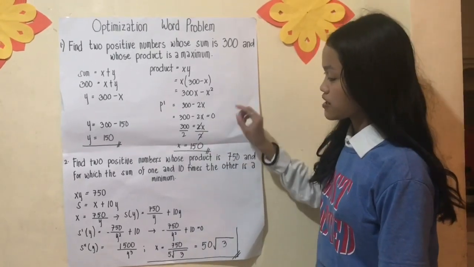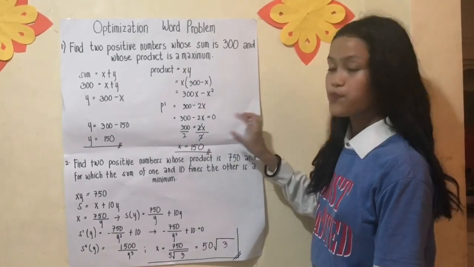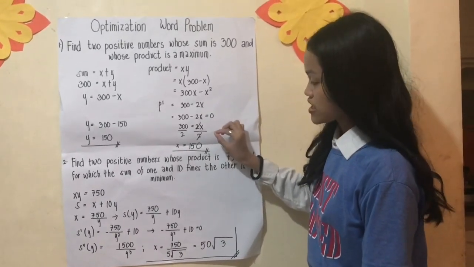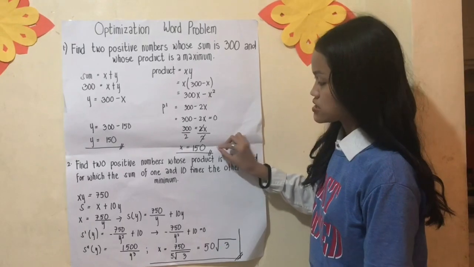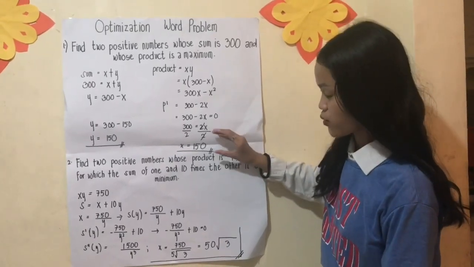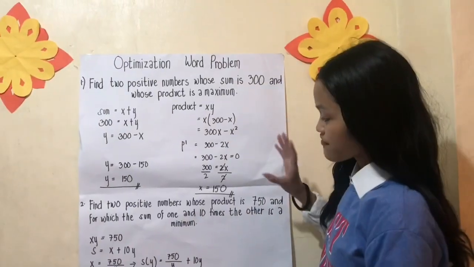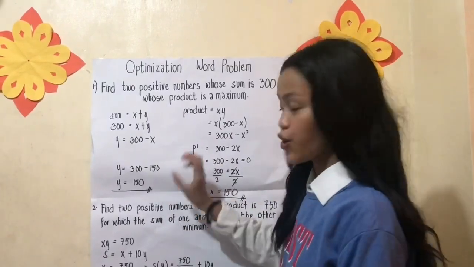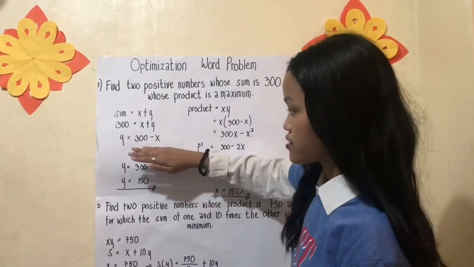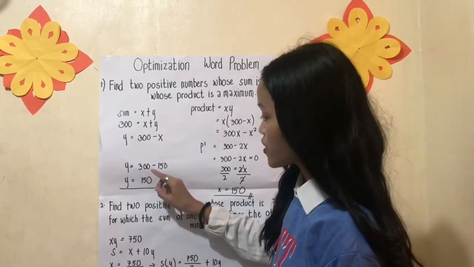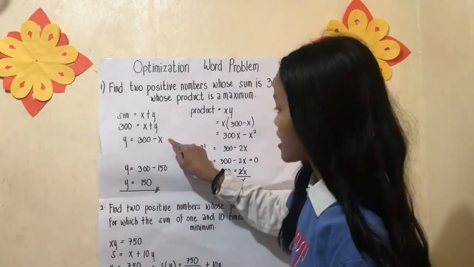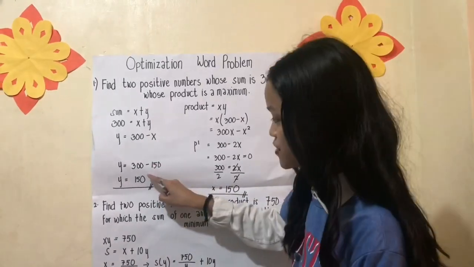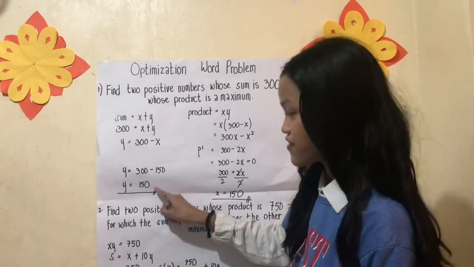In order to find x, we must divide both sides by 2. 300 divided by 2 is equal to 150. So we get the answer that x is equal to 150. Now we must move on to the answer for y. In order to get y, we follow the formula: y is equal to 300, and the value of x as we got it here is 150. So 300 minus 150 is 150.